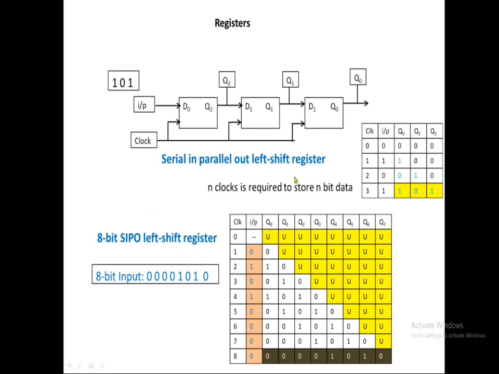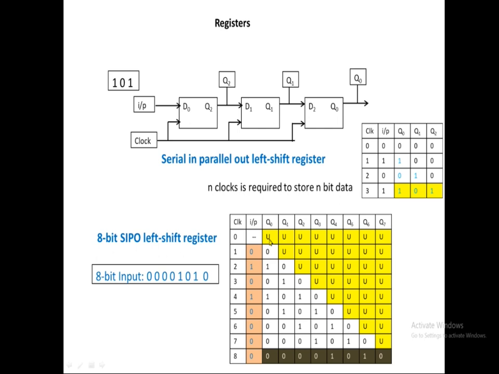Now, in this example, we are going to implement an 8-bit serial in parallel out left shift register, and for that purpose we are going to consider an 8-bit input sequence which is 00, 00, 10 and 10. So initially when there is no input fed into that register, the initial output of all the flip-flops is unknown to us, and that is why we have used the U symbol.